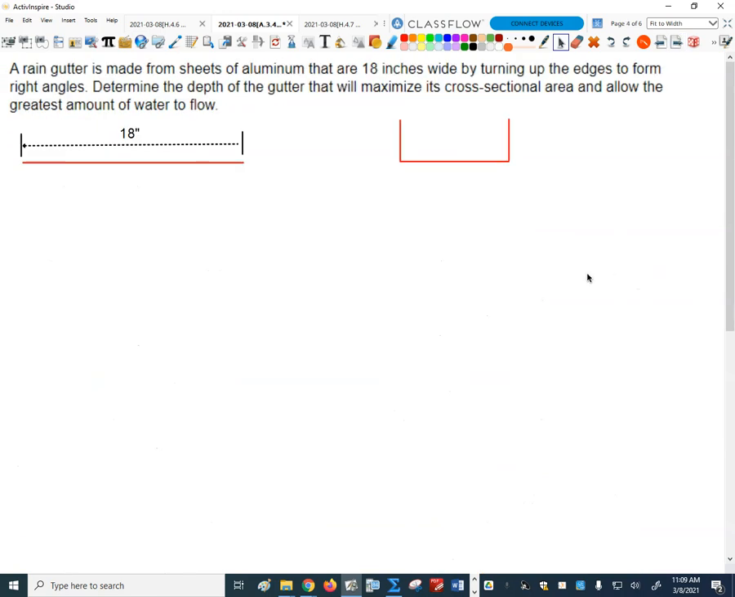How about this one? Another example here. Okay, this time, what are we trying to do here? We're trying to make a rain gutter, right? We make rain gutters out of long rectangular sheets of aluminum, and then we just bend up the edges to make a trough. That's all we do. So we start off with these long sheets of aluminum that are 18 inches wide.